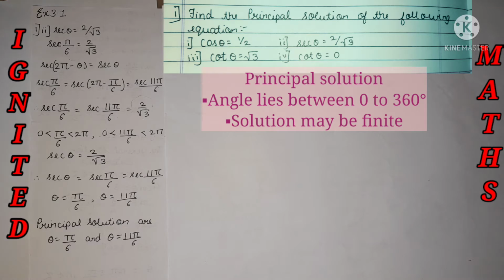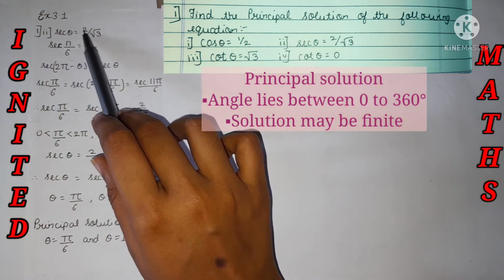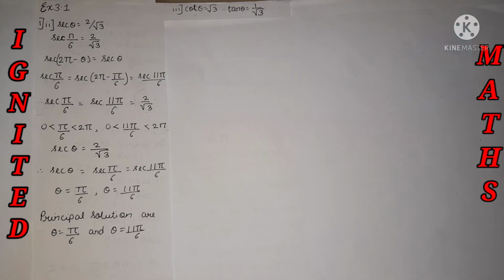Now we'll take one more example in which the trigonometric function contains a negative value. How do we need to deal with it? Related to it, we'll just do the solution. Take the third sub question. The question is cot theta is equal to root 3.